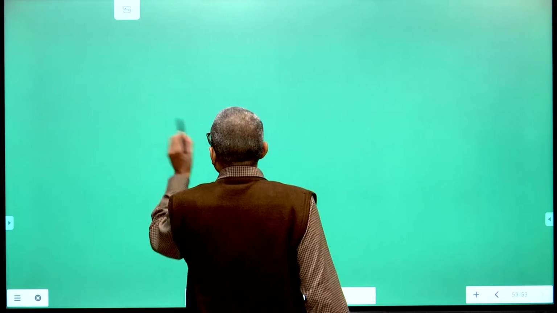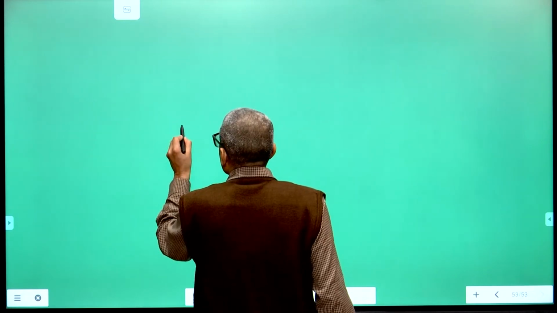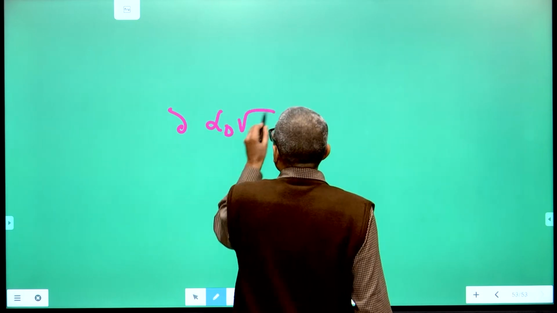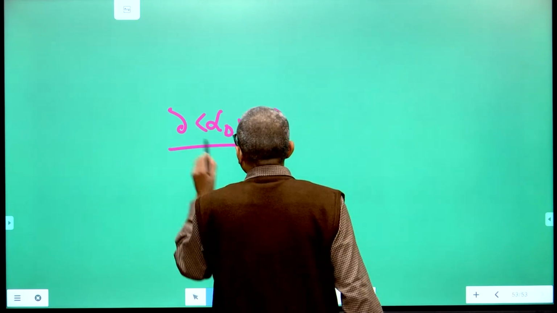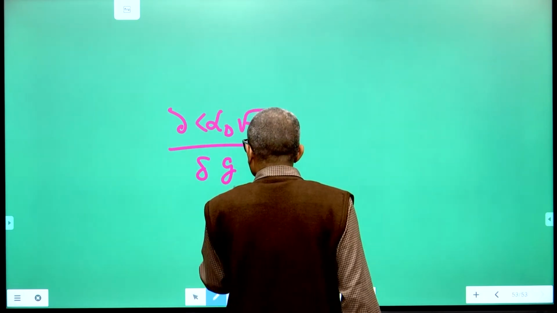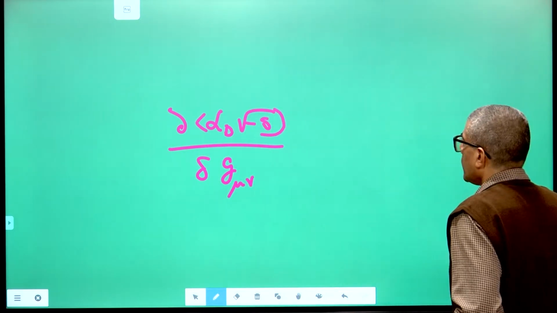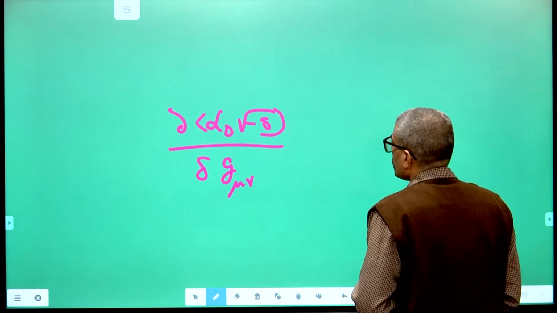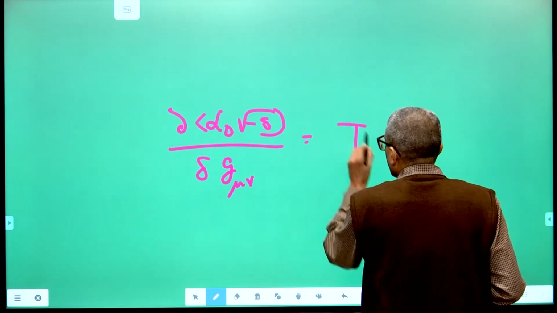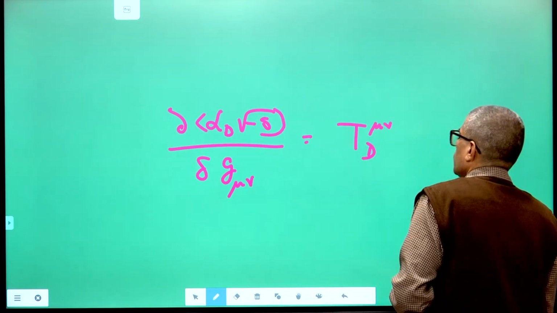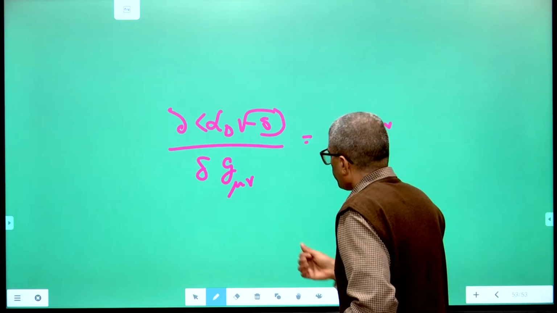So how do you calculate the energy momentum tensor of the Dirac field? You have to calculate the variation of root minus G by delta G mu nu. You have to calculate this quantity, and the coefficient of this will give you the energy momentum tensor of the Dirac field in curved spacetime. And to calculate this variation, you can make many approximations.